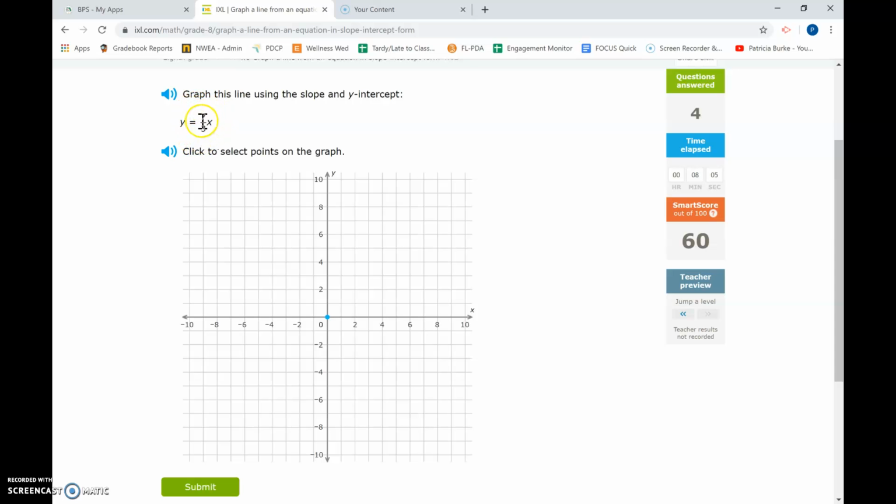So we're going to go up 7 floors, and we're going to run to the right across 3 doors. So let's go up 7. 1, 2, 3, 4, 5, 6, 7. And run across 3 doors. 1, 2, 3. Click your second point, and then hit submit.